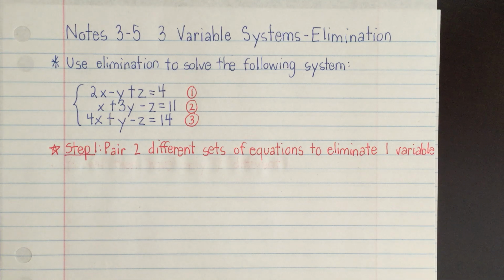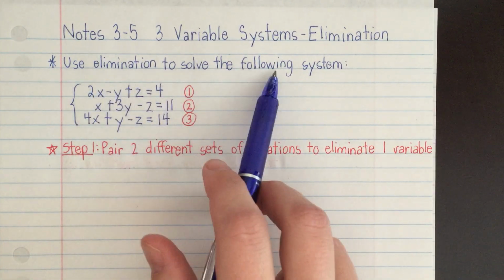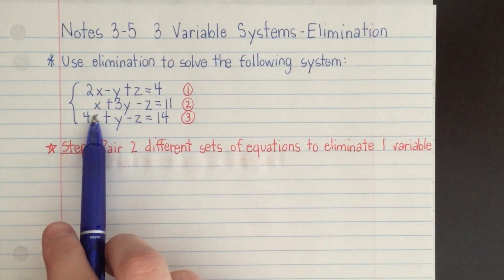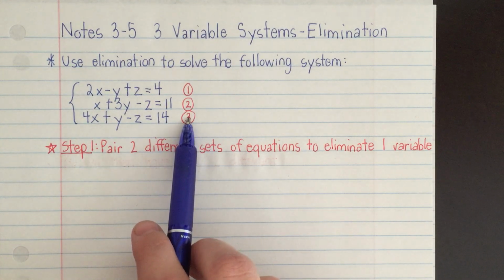Why, hello! Today we're going to be looking at Notes 3-5, Three Variable Systems Elimination. Use elimination to solve the following system. You'll notice this is a three-variable system, hence we have three equations. I've labeled them 1, 2, and 3.